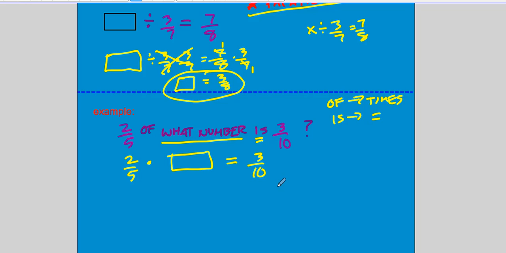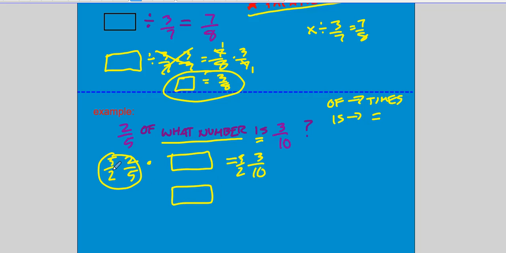And the way I'm going to solve this for box is I'm going to get rid of the 2/5 here. What I'll do is I will multiply both sides by what's called the reciprocal of 2/5. So I'll multiply by 5/2. Okay. Now, why do I do that? Well, notice if I multiply 2/5 by 5/2, that's 10/10, which is 1. So this now becomes 1. Okay, well, 1 times anything is itself, so this just leaves me with box.